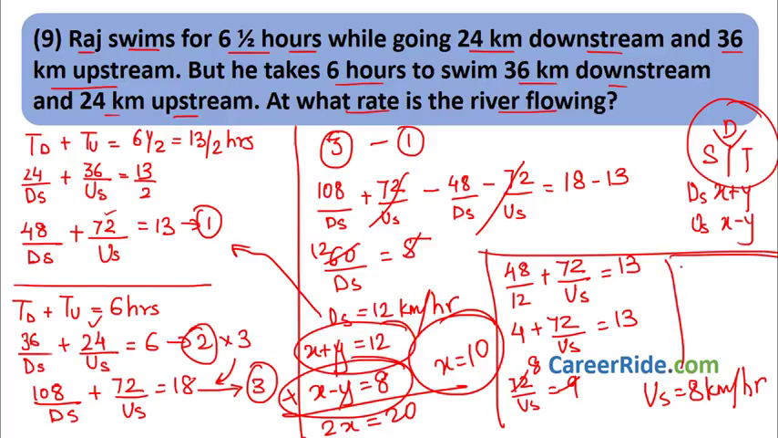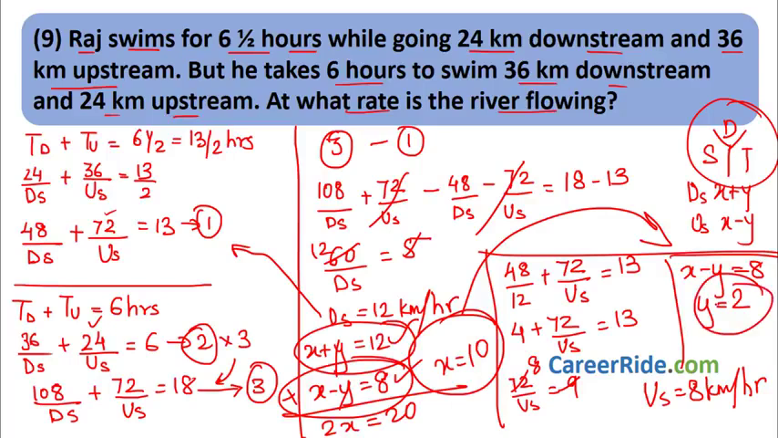There's space over here, so let's calculate it over here on the right hand side. The value of x is 10, right? We know x minus y equal to 8. We can take any equation. We can take this one also, any equation is fine. x minus y is 8, right? So 10 minus y is 8. So y will be 10 minus 8, that is 2. So the speed of the river, or rate at which the river is flowing, is 2 kilometers per hour.